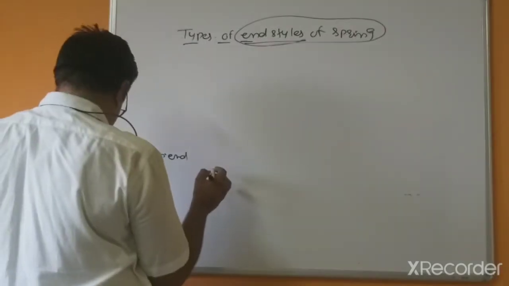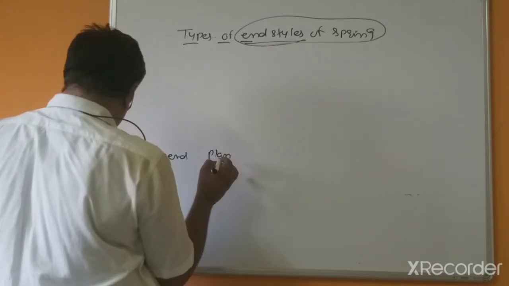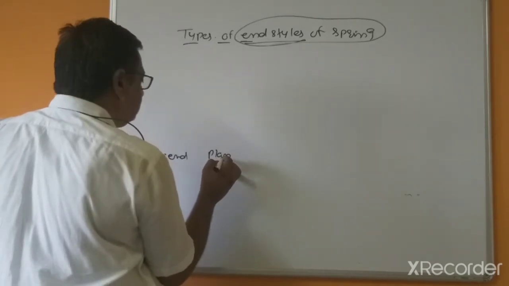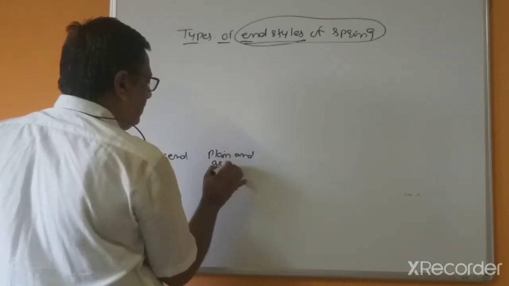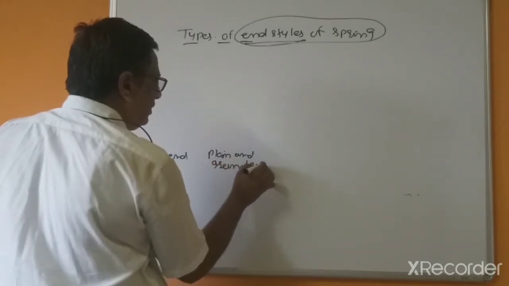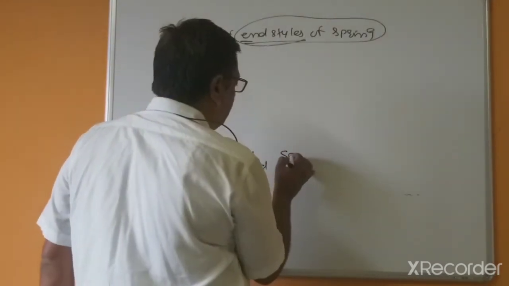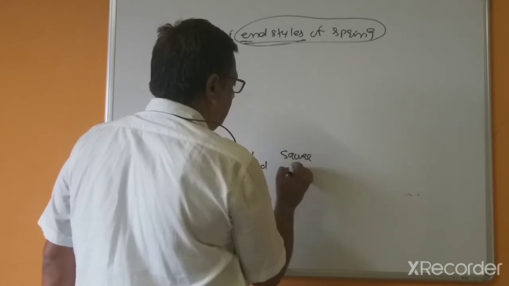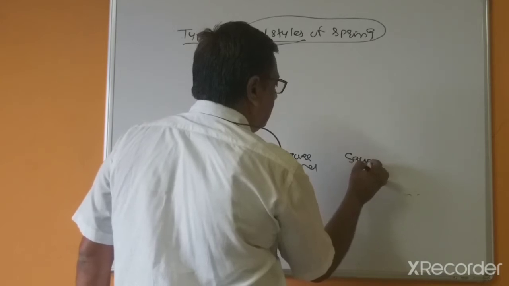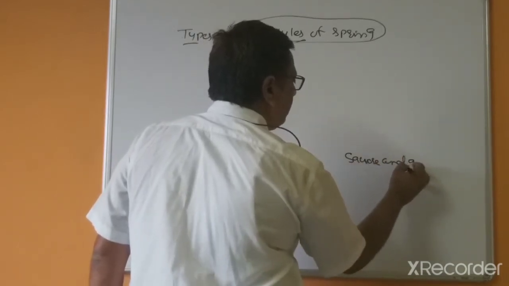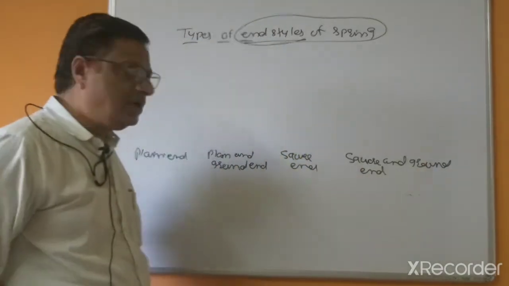Second is the plain and ground end, and third is the square end, and fourth is the square and ground end. So what is the difference?